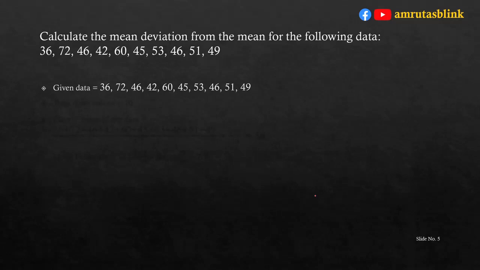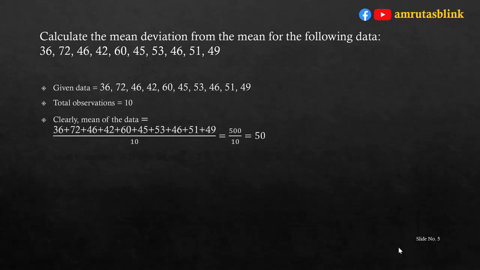Now, in first step we will write the given values, that is given data is equal to 36, 72, 46, 42, 60, 45, 53, 46, 51 and 49. So, how many observations are there? There are 10 observations. So, mean of the data is summation of all the values upon number of values. So, 36 plus 72 plus 46 plus 42 plus 60 plus 45 plus 53 plus 46 plus 51 plus 49 whole divided by 10. Now, summation of all these values is equal to 500. So, 500 upon 10 is equal to 50.